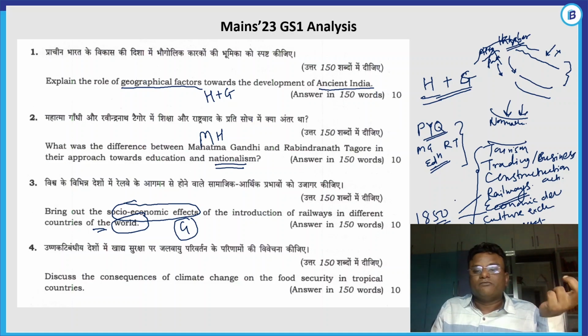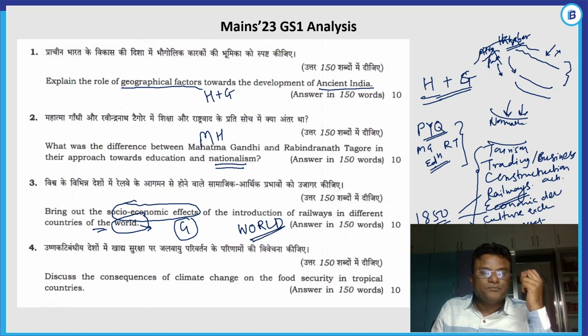But if you are aware of any effects of the introduction of railways in different parts of the world, you must call that out, because this question is about the world. So another change that I can see is that there are questions around the world in this paper. They are not limited to India.